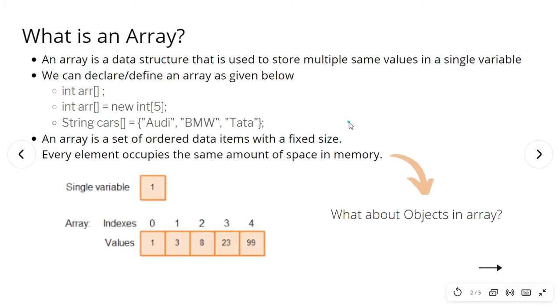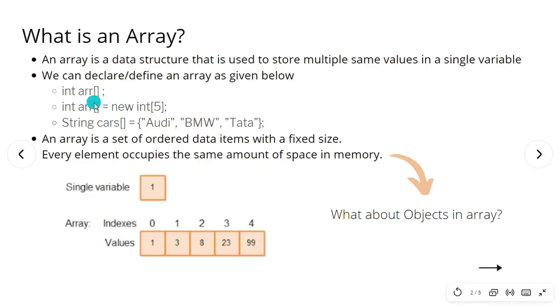What is an array? An array is a data structure that is used to store multiple same values in a single variable. Multiple same values. What is the same value? If I create an integer array, then I can store only integer types in it. If I create a string array, then I can only store string values in that.